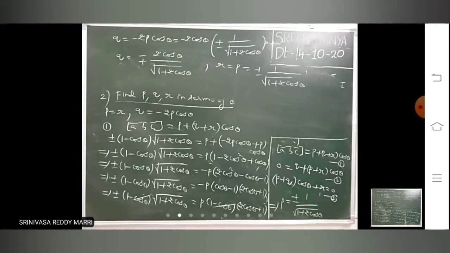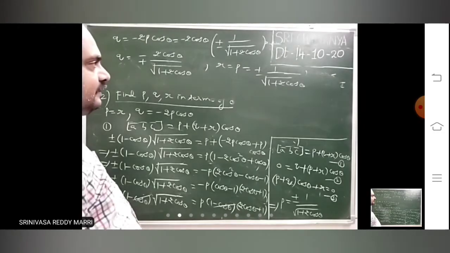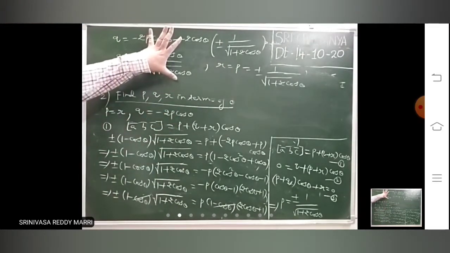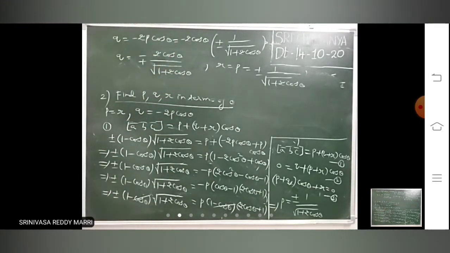In Advanced, 2 questions you will get. I don't know the paper, with experience I am telling. In the final exam also, you will get whatever I am telling. Look at R equal to P. So in the second question, you have found P, Q, R in terms of theta. Okay, now over. Next, third question.